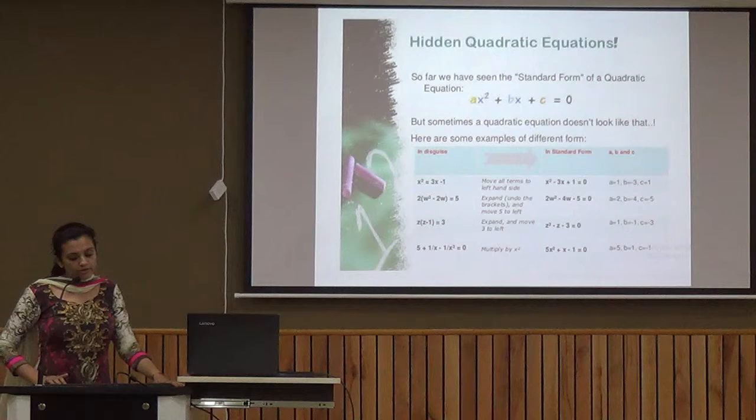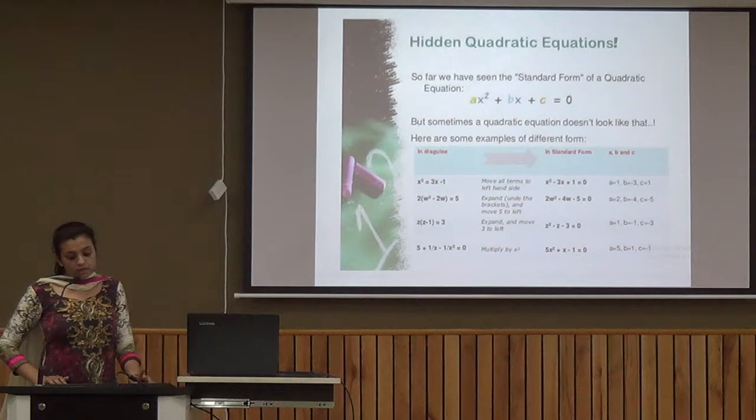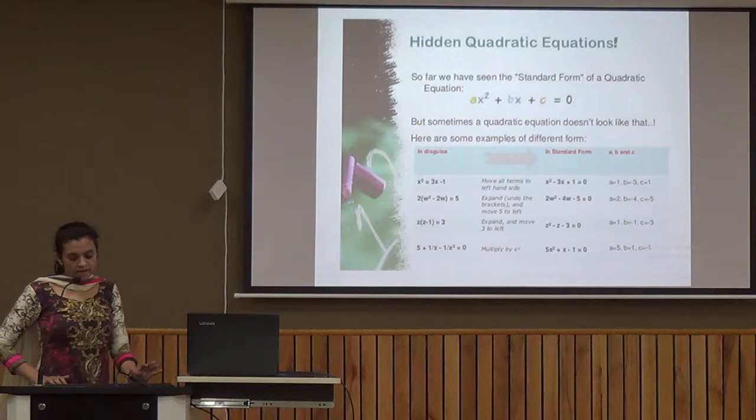z minus 1 equal to 3. Expand and move 3 to the left, you get z squared minus z minus 3 equal to 0. And as such here, yes, a is 1, b is minus 1, c is minus 3. Now look at the third one: 5 plus 1 by x minus 1 by x squared equal to 0.